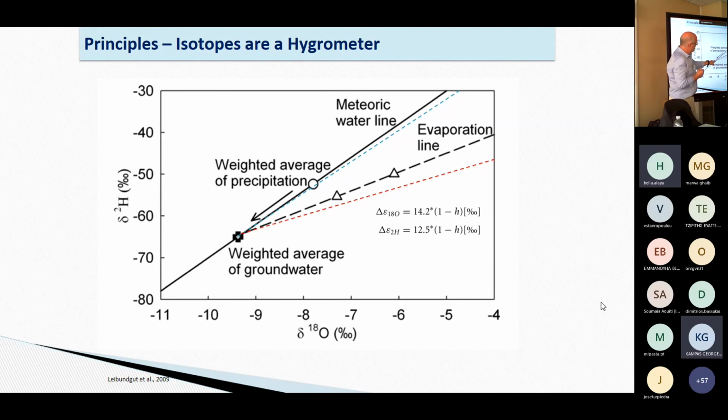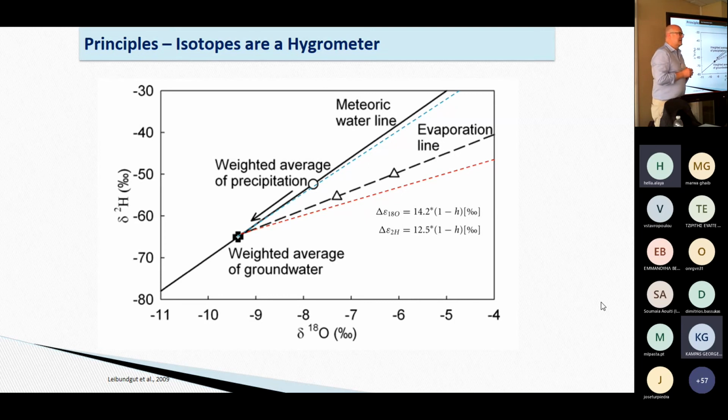Now, once we start evaporation, this is the unevaporated water, the rainwater. We actually get an evolution along the evaporation line. The evaporation line has a slope lower than 8. And we can calculate the slope actually using these two small formulas by Gonfiantini. Gonfiantini has suggested that the isotopic change that happens because of evaporation, in addition to equilibrium, is E for O18, 14.2 times 1 minus humidity, and for hydrogen is 12.5 times 1 minus humidity.